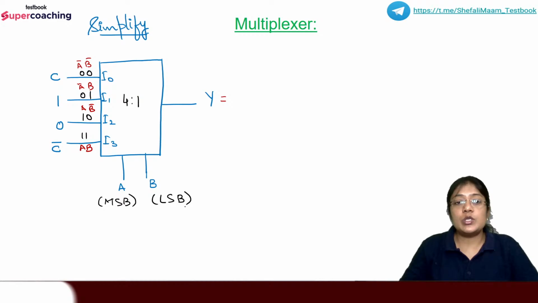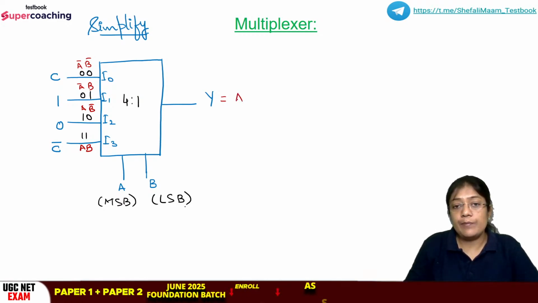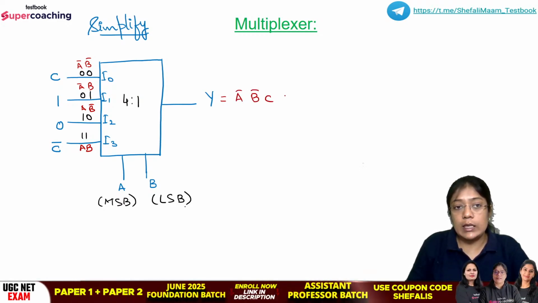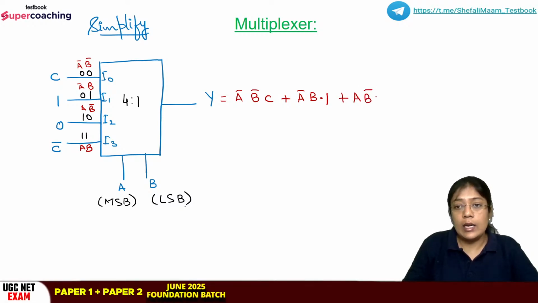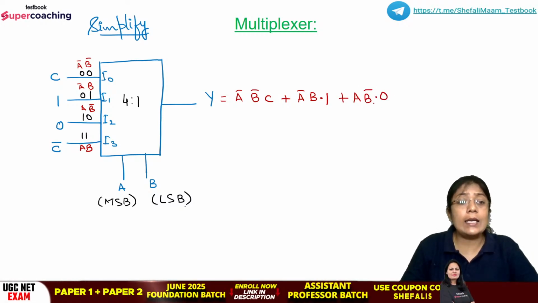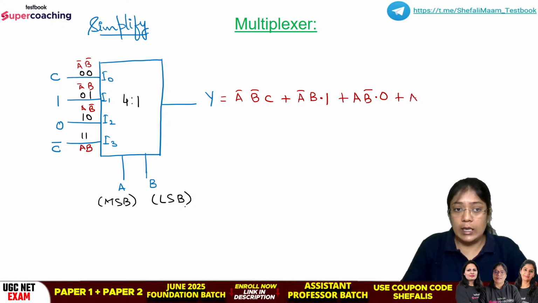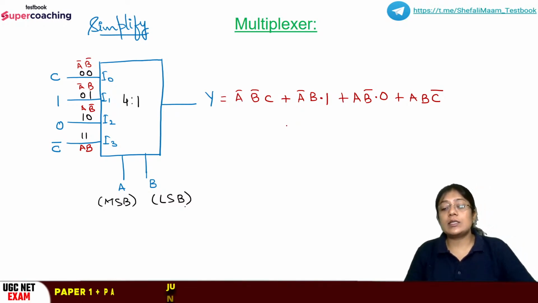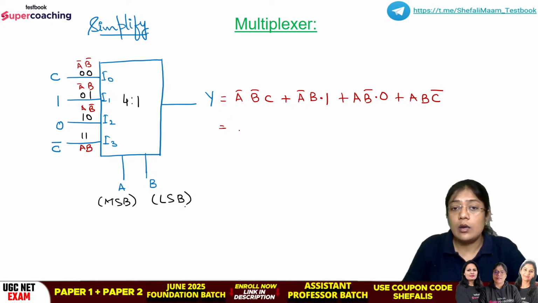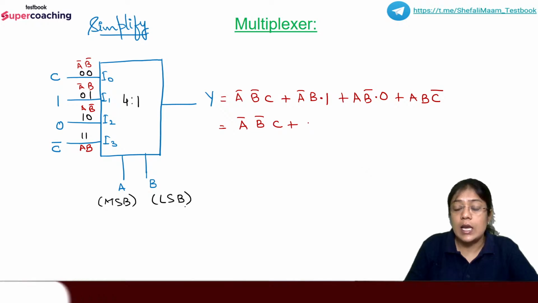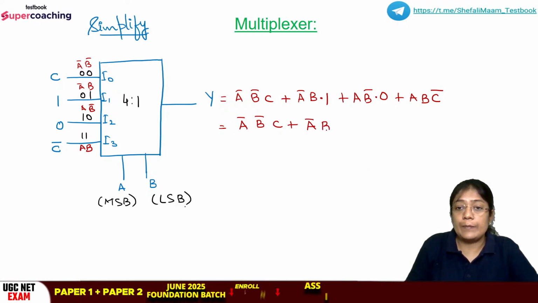Now the minimized expression will be A complement B complement C, A complement B complement C plus A complement B into 1 plus AB complement into 0, and 0 plus AB C complement. Simplify this expression. किसी भी number को जब आप multiply करवाते हो with 1, that is returning the number itself. So it will be A complement B complement C plus A complement B.